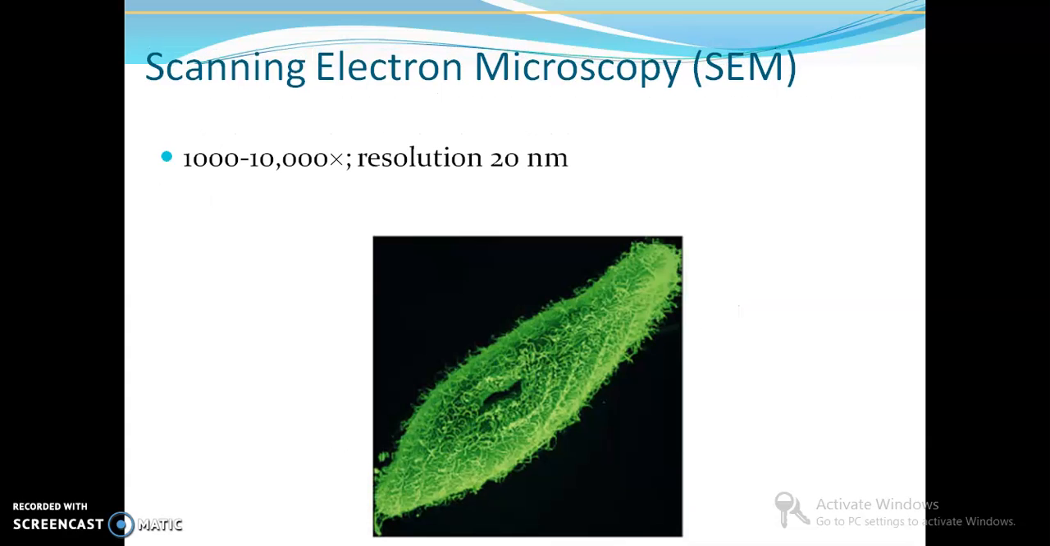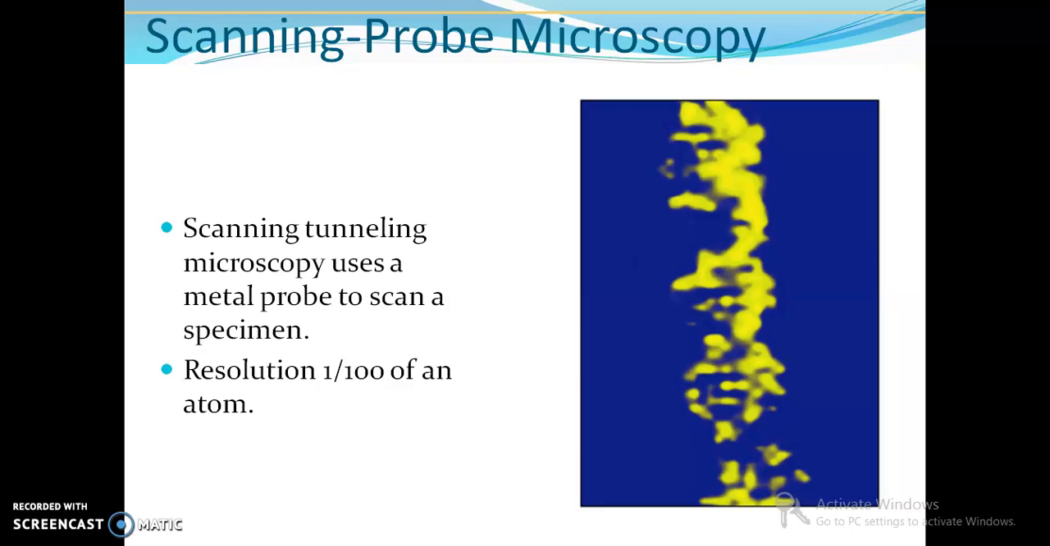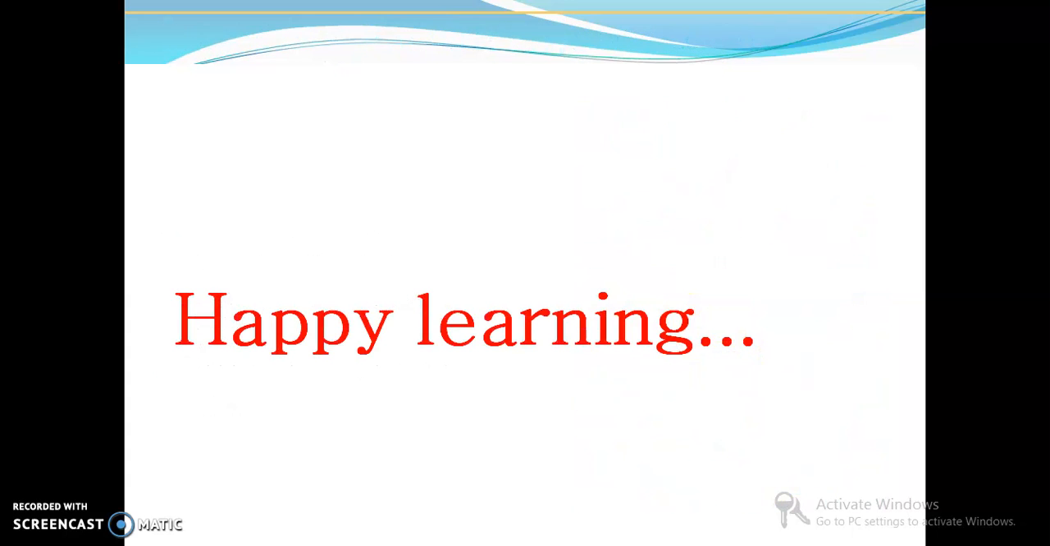The next type of microscope is scanning probe microscopy, where the scanning tunneling microscope uses a metal probe to scan the specimen. The resolution is 1 to 100 times the size of an atom. So this is everything related to microscopy.